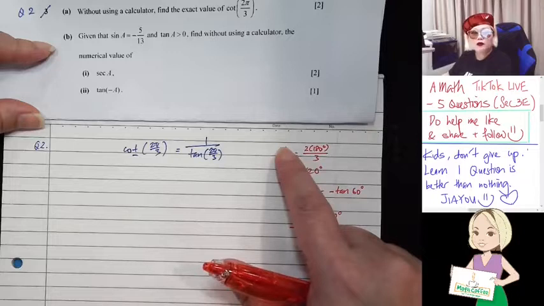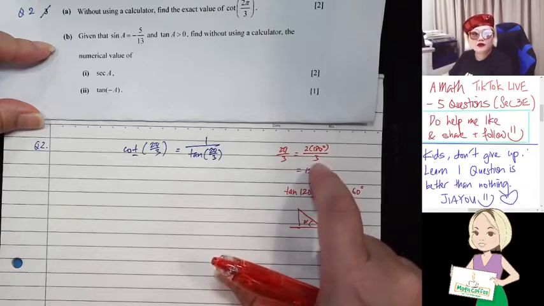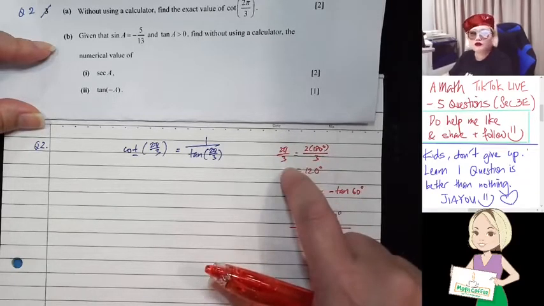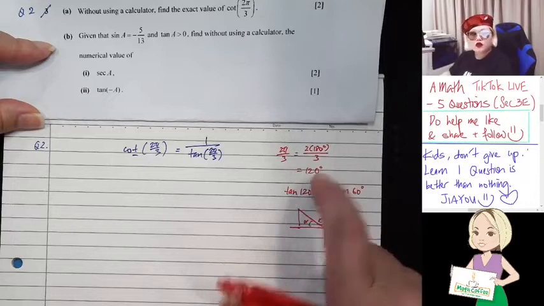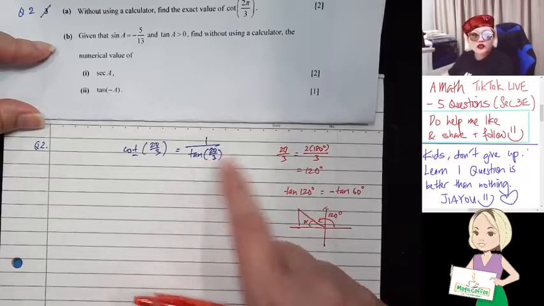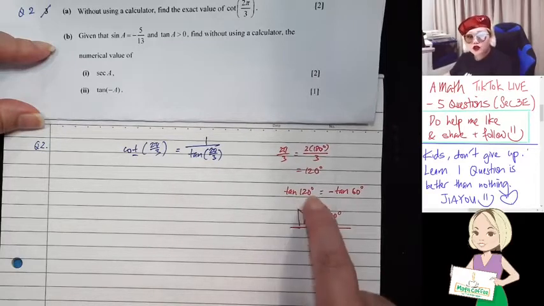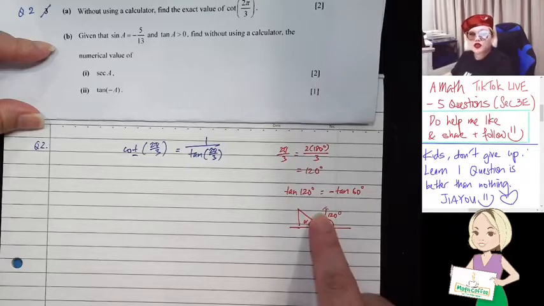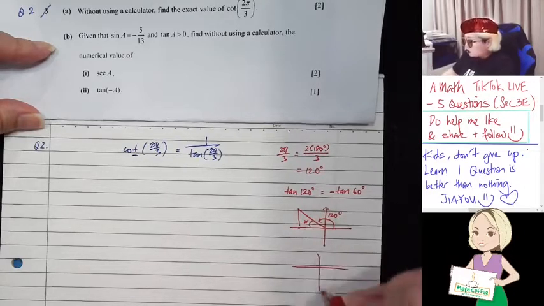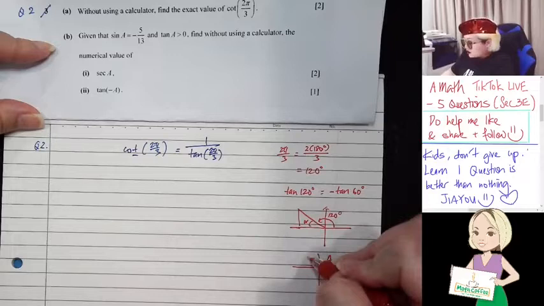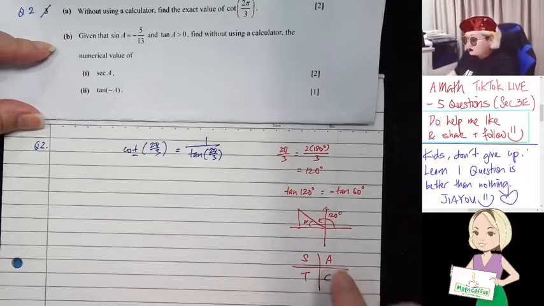We know that 2 pi is 360, so pi is 180. So I do 2 times 180 divided by 3. Actually, you also can take 360 divided by 3. So I get 120. So tangent 2 pi over 3 is the same meaning as tangent 120. And tangent 120 goes to the second quadrant. In the second quadrant, tangent is negative, because we all know A, S, T, C.